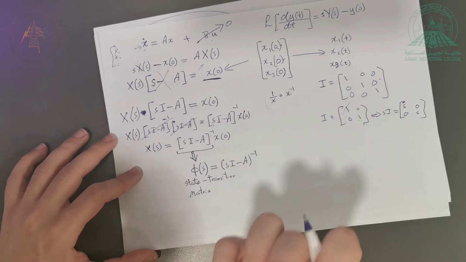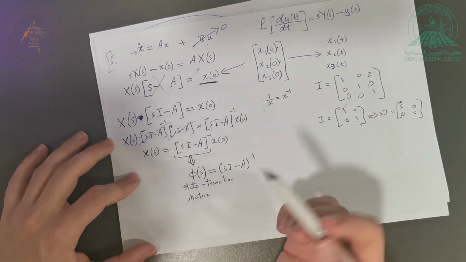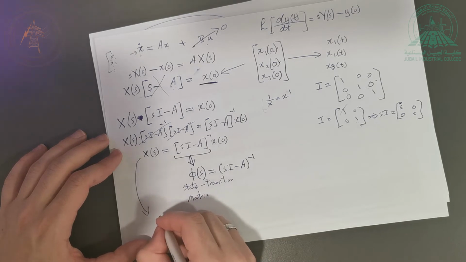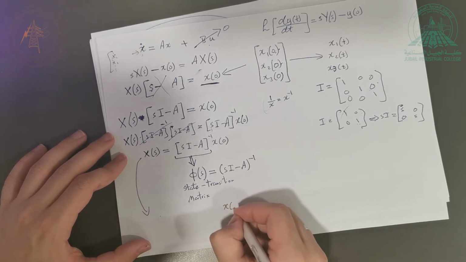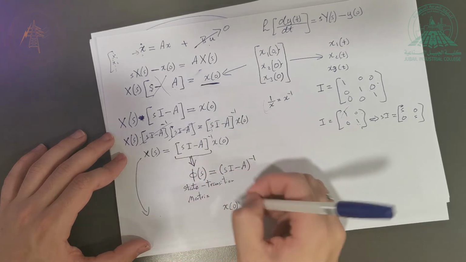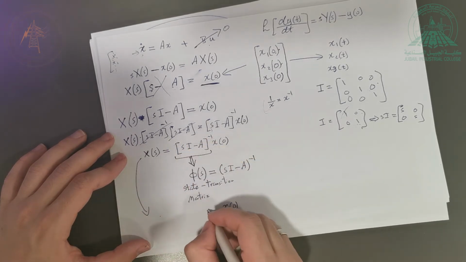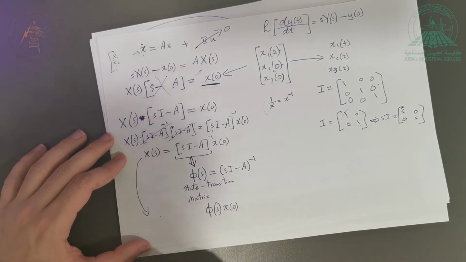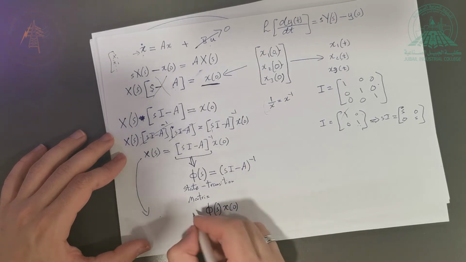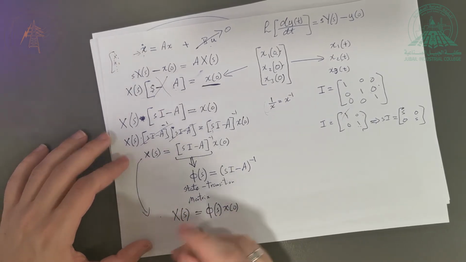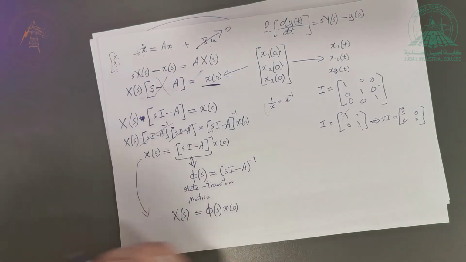But I want you to appreciate the importance of this. It means: give me the initial conditions, multiply the initial conditions by this matrix, which is called the state transition matrix. If you do that, you get the value of the states at any frequency you need.